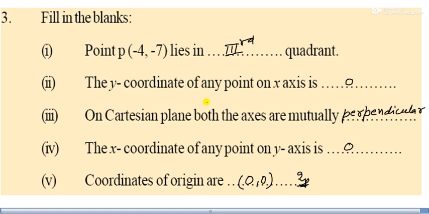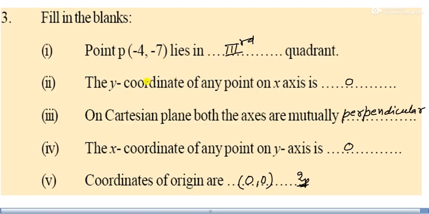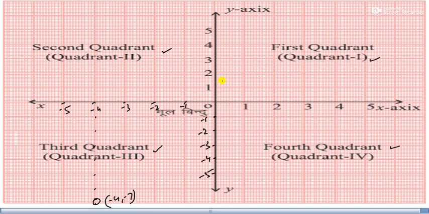Y coordinate of any point on the x axis. So you can watch on the x axis. This is the x axis. This one is on the x axis. But there y is 0, because on this x axis there is no y. So y is 0. So that is given here. The y coordinate of any point on the x axis is 0. In the Cartesian plane, both axes are mutually perpendicular. You can see how they are mutually perpendicular. This and this, they make 90 degrees to each other. So they are called mutually perpendicular.